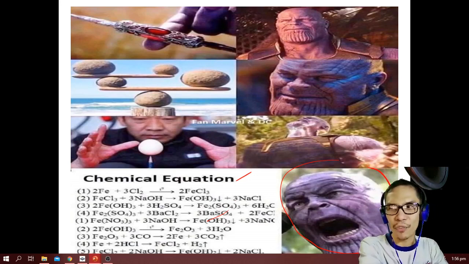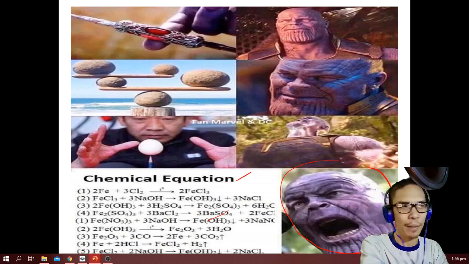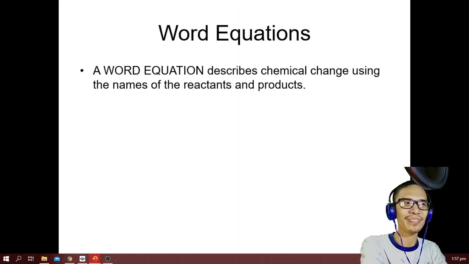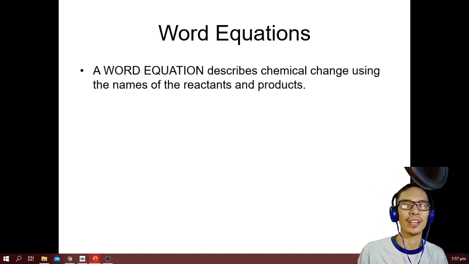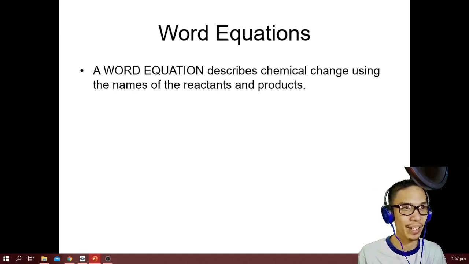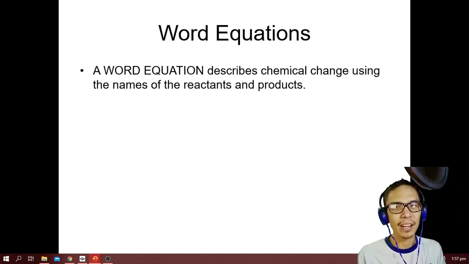If Thanos is anxious enough about balancing chemical equations, we have here another one, which is called the word equation. A word equation is the translation of your chemical equation.